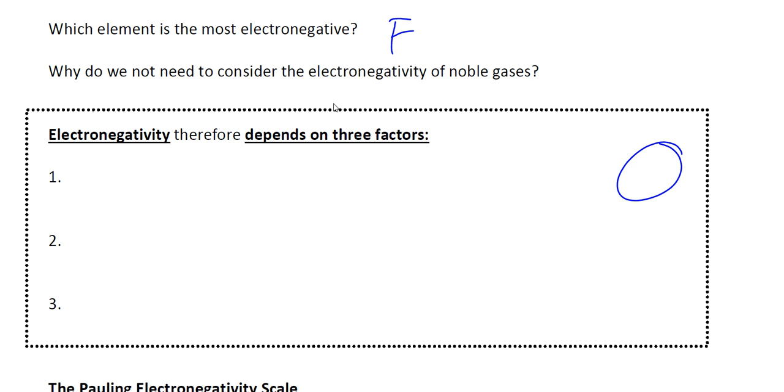So which is the least electronegative? It's not cesium. Looking at the periodic table, which is the least electronegative element? Francium. It's the one that's at the bottom of group 1. Francium. All right, well, never mind.